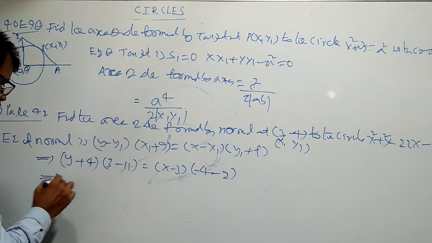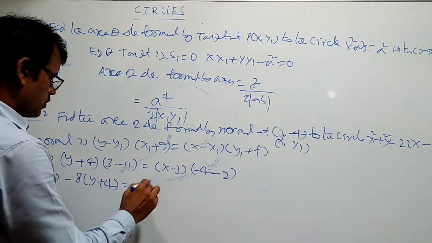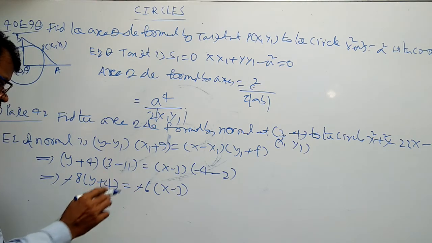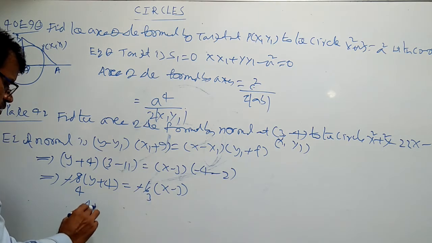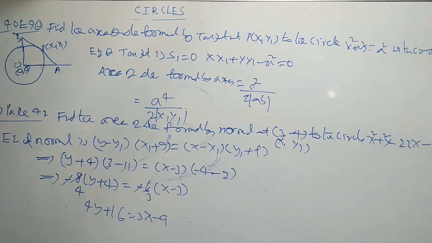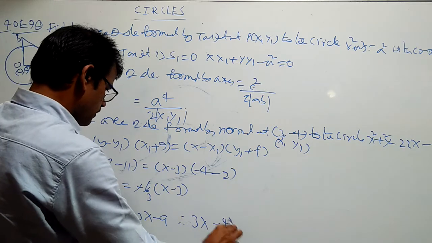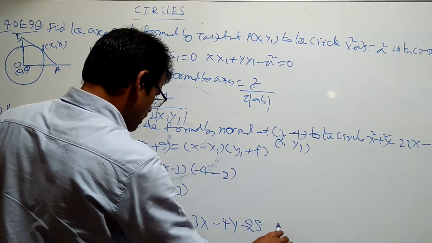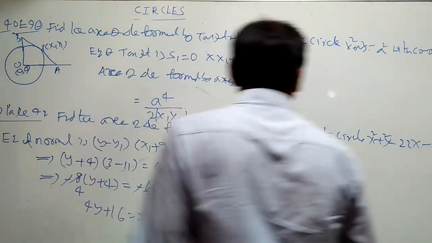That implies you can write this as minus 8 into (y plus 4) is equal to minus 6 into (x minus 3). Taking minus and minus common, it cancels, and dividing by 2, this is 4 and this is 3. You can write here 4y plus 16 is equal to 3x minus 9. So the equation of the normal is 3x minus 4y minus 25 equal to 0. Just let us draw the rough diagram.